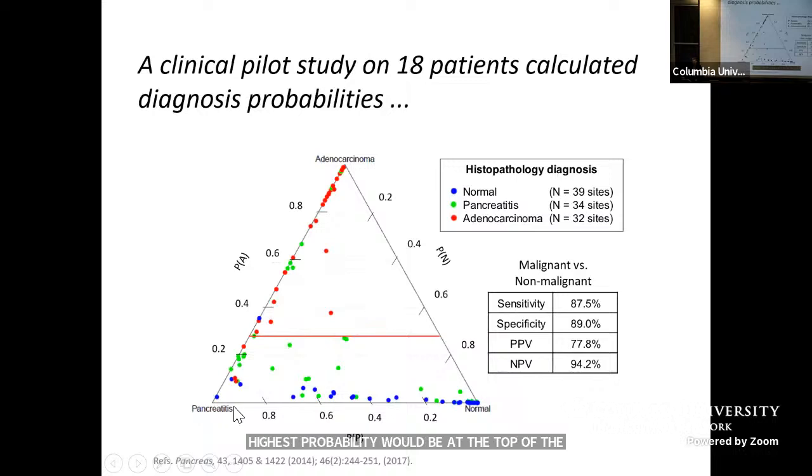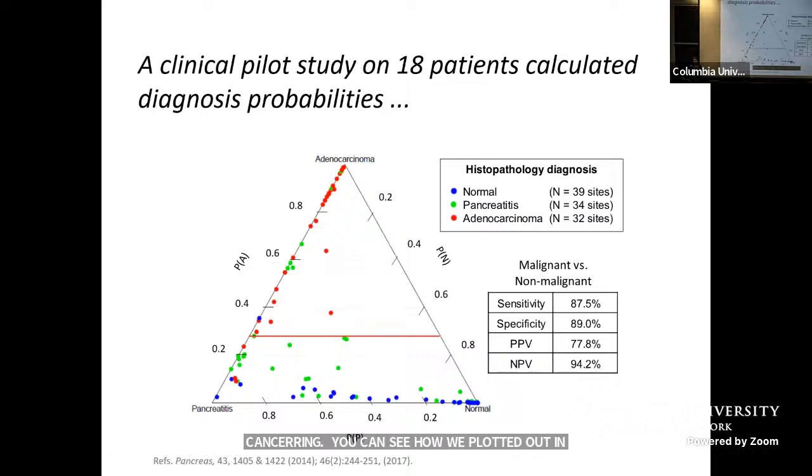Pancreatitis was here down at the left, and normal tissue is here on the right. And the color coding here: the blue dots are each of the normal pancreas tissue sites that we measured, about 40 sites. Green is pancreatitis or inflammation, and red is cancer. And so you see how these are sort of plotted out in this fashion.